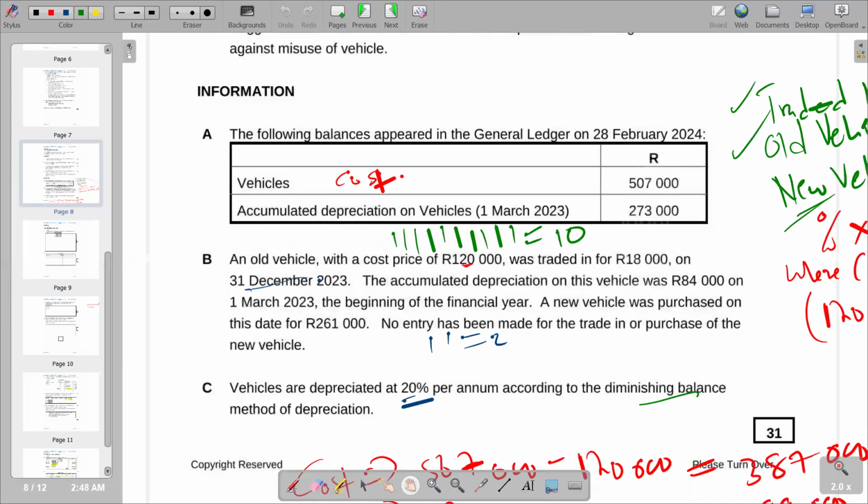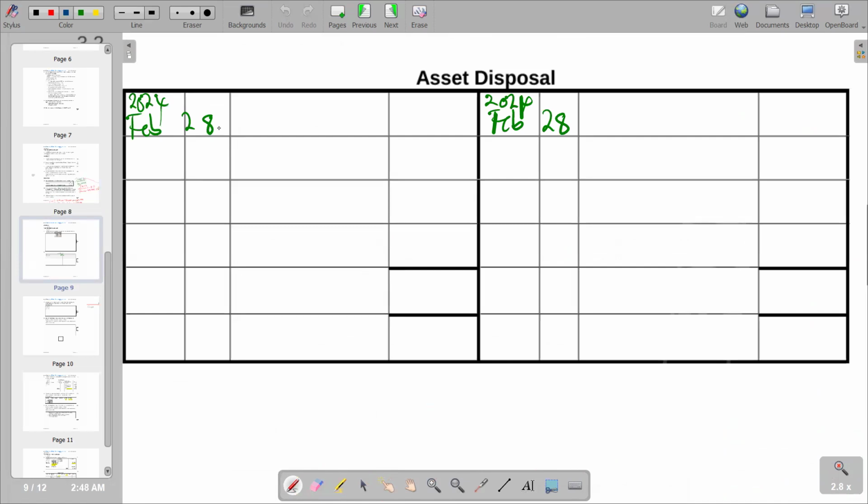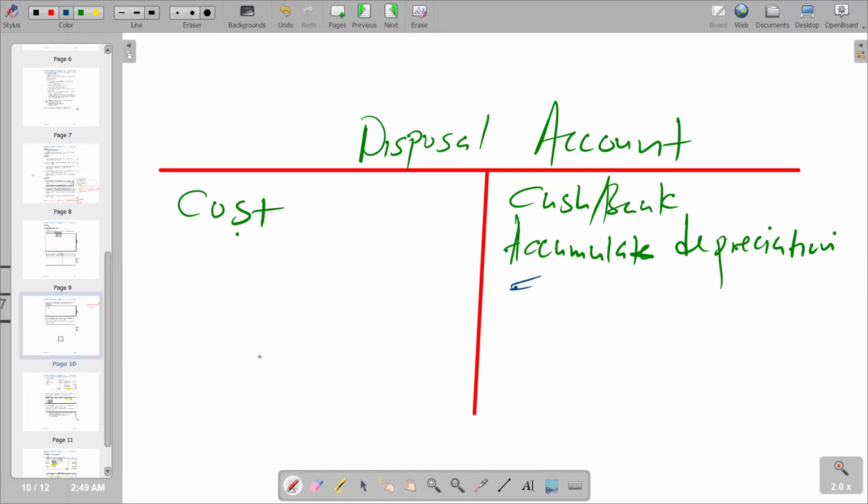Remember, the asset that was disposed is the one that was traded in. As we said, as we are trading in, it's indirectly disposing. So the cost price was 120,000, as indicated. You can just put our cost price on the debit side by saying asset disposal is coming from the vehicle. So we say vehicle, and the amount, remember, is 120,000.